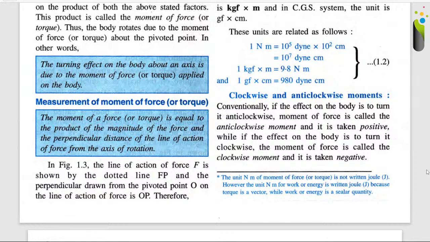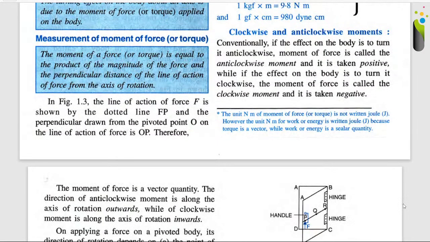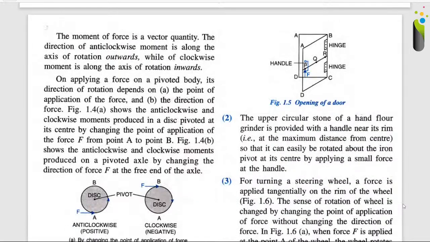Remember, the unit Newton meter of moment of force or torque is not written as joule. However, the unit Newton meter for work or energy is written as joules, that is capital J, because torque is a vector while work or energy is a scalar quantity. This can be asked to you as assertion and reasoning type of questions, or it can be even asked to you as true or false. You find out the wrong statement, find out the right statement, and so on.